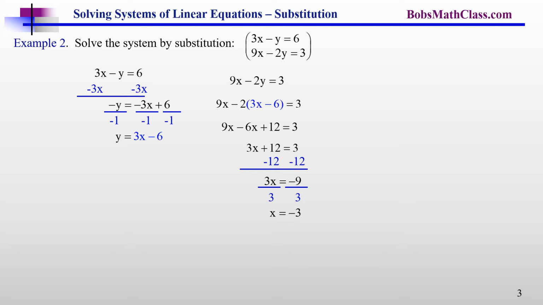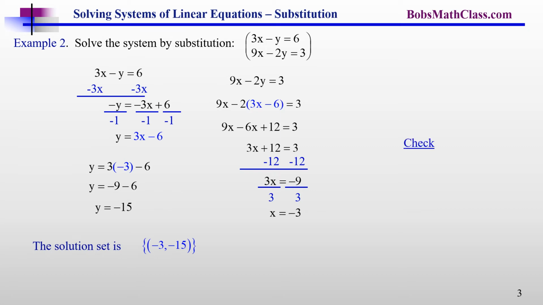Now we need to find y. So take that negative 3 and replace it in any equation. I'm going to use the last one, y equals 3x minus 6. So replace the x with negative 3. That gives me negative 9 minus 6, which is negative 15. There's our answer, negative 3, comma, negative 15.